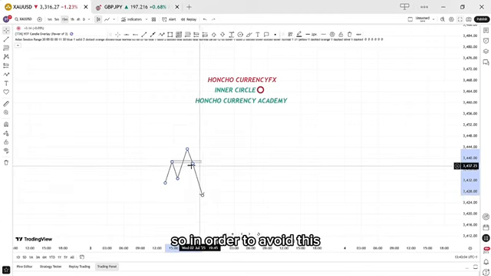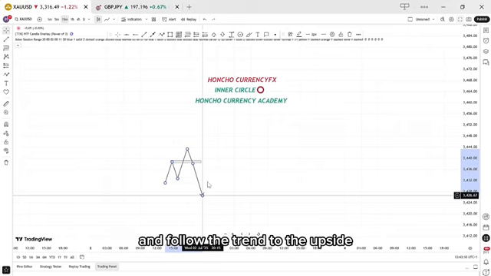So in order to avoid this, we need to identify the market structure so that we can be in line with the market and follow the trend to the upside.